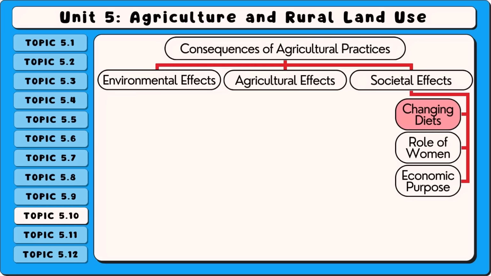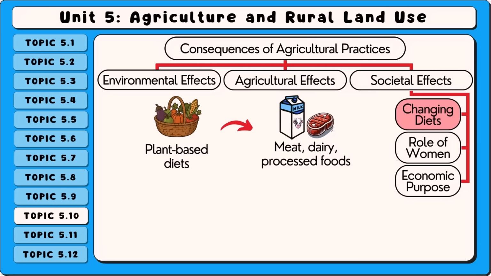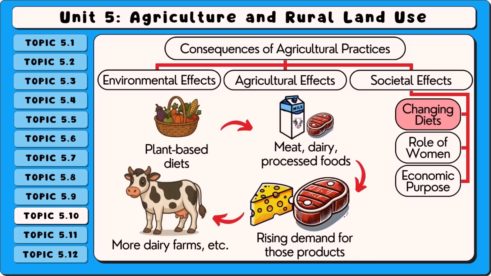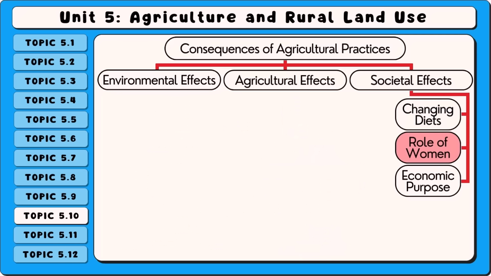As countries develop, people often shift from plant-based diets to those that include more meat, dairy, and processed foods. This can lead to rising demand for certain crops and animal products, changing the way land is used and which industries grow. The second effect is the changing role of women in agricultural production.